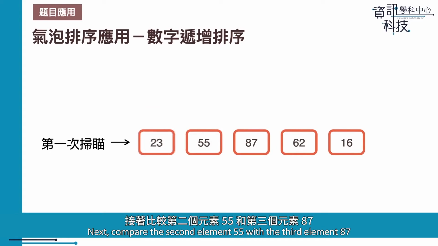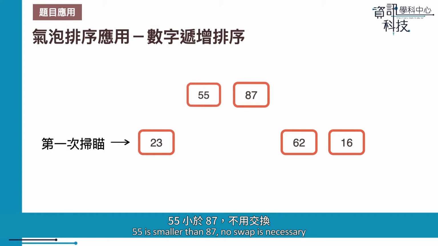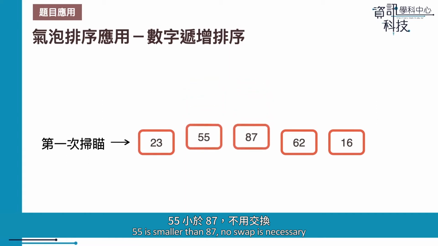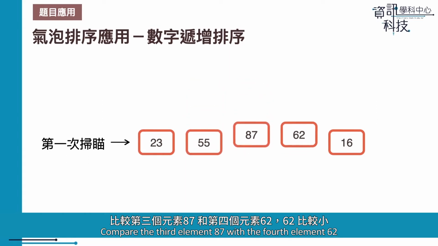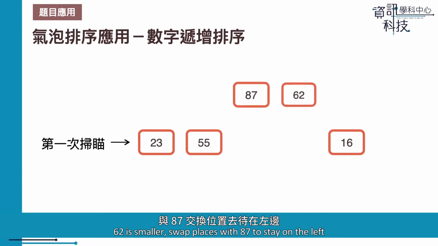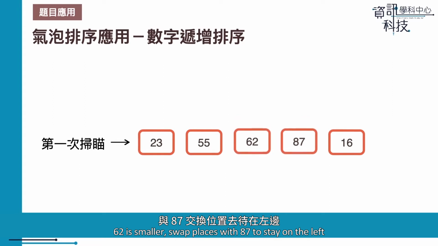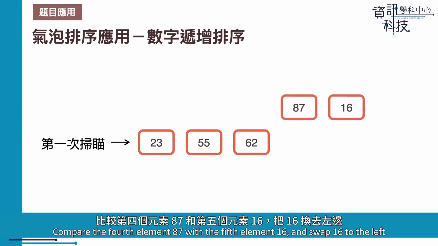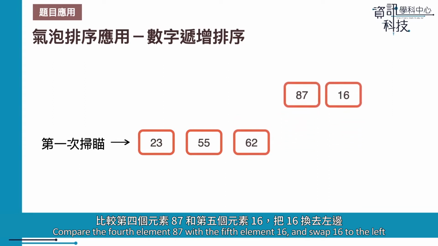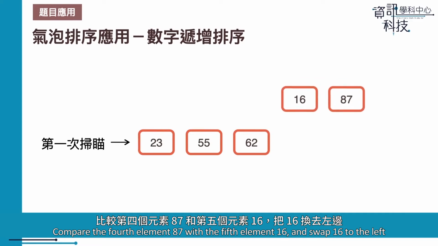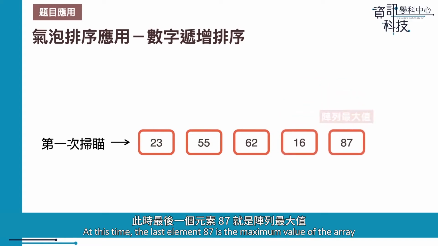Next, compare the second element 55 with the third element 87. 55 is smaller than 87, no swap is necessary. Compare the third element 87 with the fourth element 62. 62 is smaller, swap places with 87 to stay on the left. Compare the fourth element 87 with the fifth element 16 and swap 16 to the left. At this time, the last element 87 is the maximum value of the array.